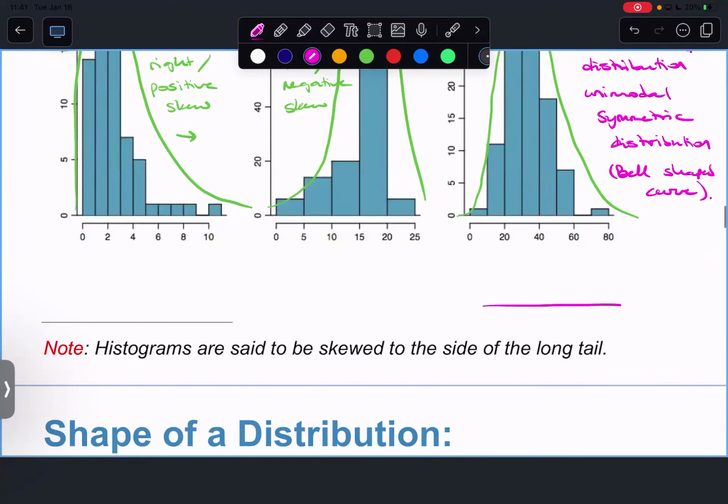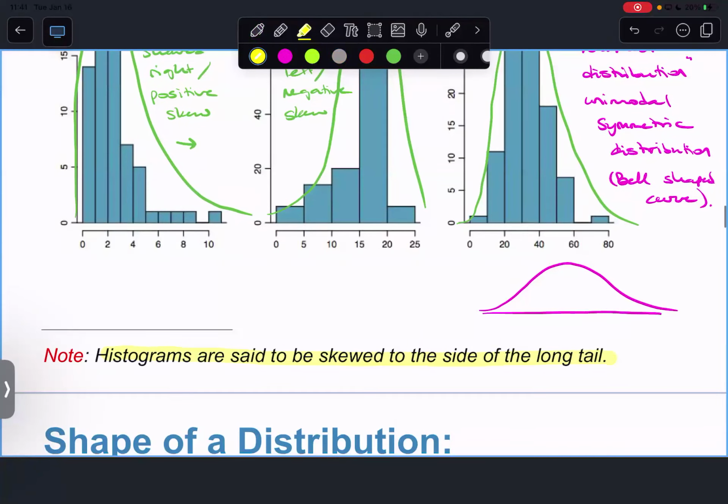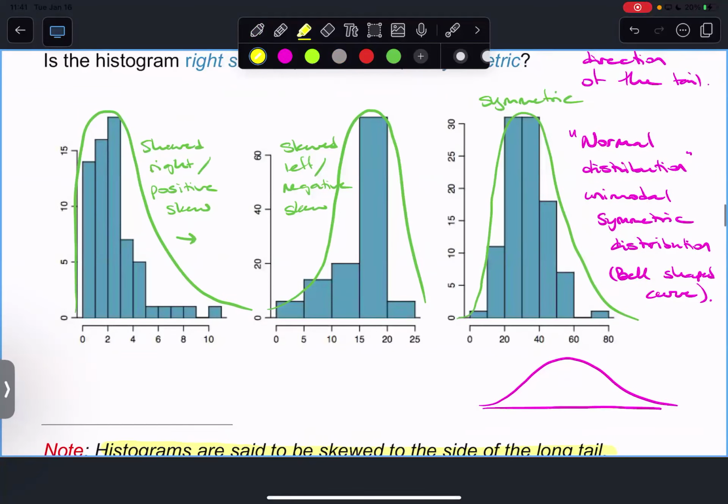And so in general, let's see if I can pull this off. Something like that. I'll highlight it here because it is tricky when you're first starting, but they're all skewed in the direction of the tail, which is what we've said already. Okay. Good.